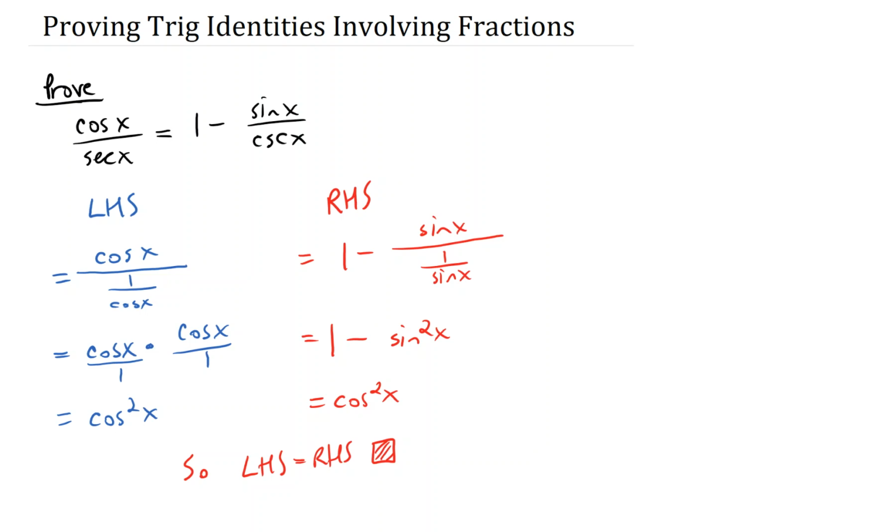So this proof was about rewriting your secant and cosecant and then knowing how to divide by a fraction. Okay? And also implementing your Pythagorean identity. Let's see another example. Let's say that I want to prove that cosecant of theta minus sine of theta equals cosine theta times cotangent theta.